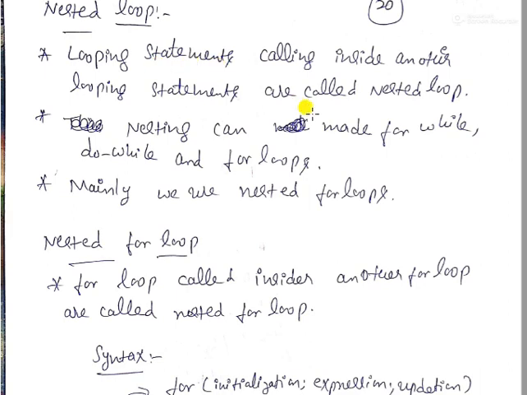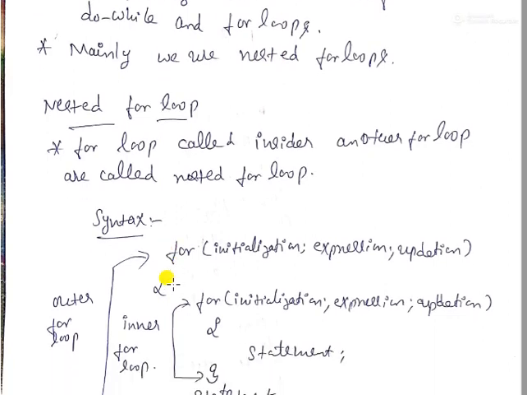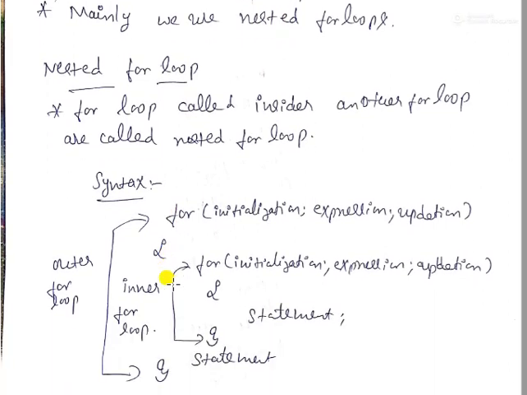So looping statements called inside another looping statements are called nested loop. Nested loops can be made with for, while, do while and for loops. So mainly we use nested for loops. So next, nested for loops. So for loop called inside another for loop is called nested for loop.